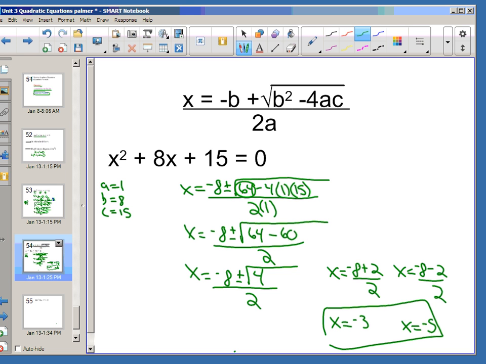Now, sometimes this doesn't work out. What if there was a 5 underneath here? Then you would just leave your answer as negative 8 plus or minus the square root of 5 over 2, and you're done. But if you get a number underneath here that's a perfect square, go ahead and work it out, and you'll have your whole number answers.